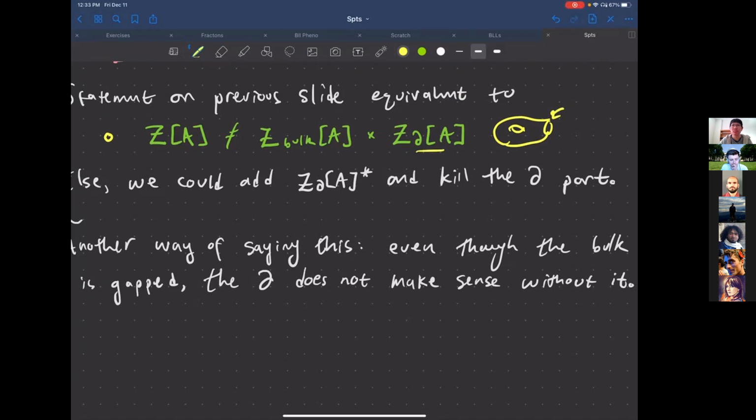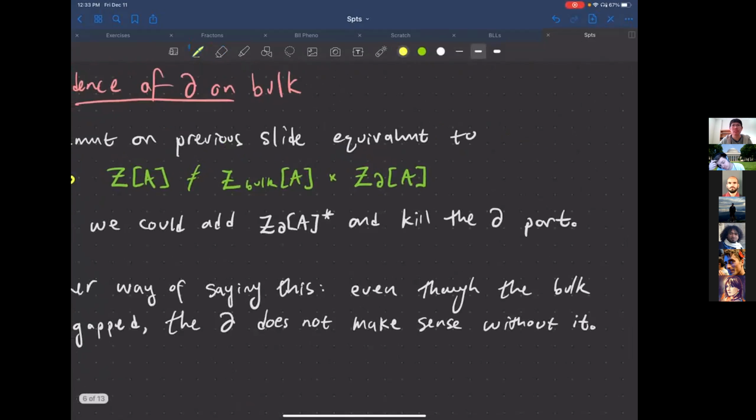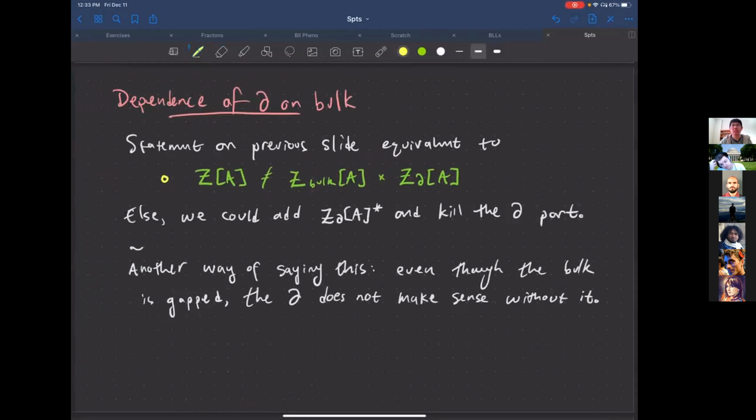But that cannot be the case, for the reason that I was saying above: if this was the case, then I could make some local change to the boundary. I could come in and add some degrees of freedom here with partition function equal to the conjugate of this thing, and cancel this boundary off.